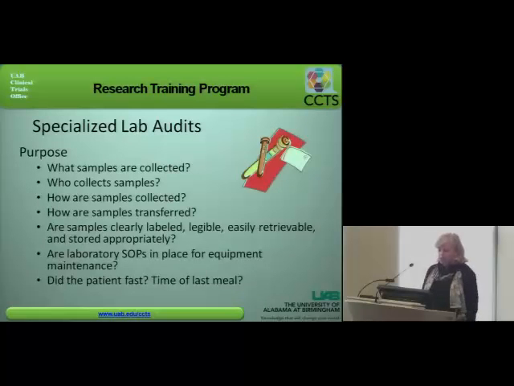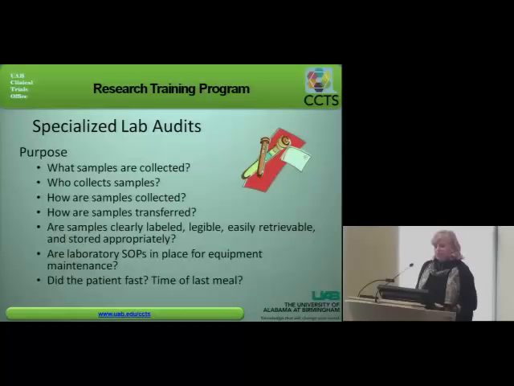So specialized lab audits. The purpose of this is to make sure that the samples are collected by the protocol: who collects them, what time they're collected, how they're transferred. If it says to transfer them in a cup of ice immediately after drawing, then you really need to do that and make sure that you have thought through the whole process before you get to the lab manual and go, oh, I was supposed to put this on ice and it wasn't on ice. And make sure it's documented, because the monitor can't see what was done weeks ago.